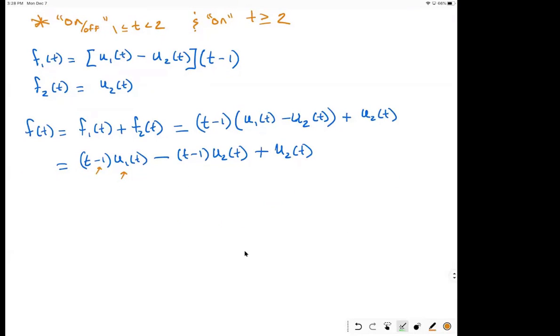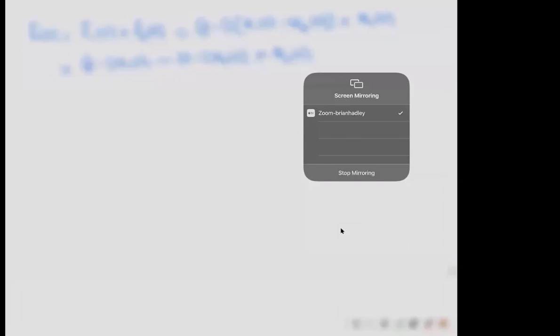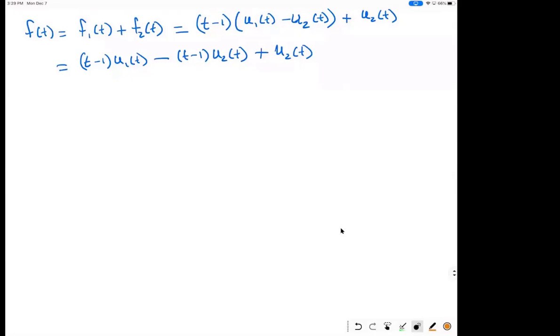Okay, so let me delete these little arrows I drew here. Oh, hang on just a second. Let me share my screen again and see if I can get this to work better. I think it's working now.